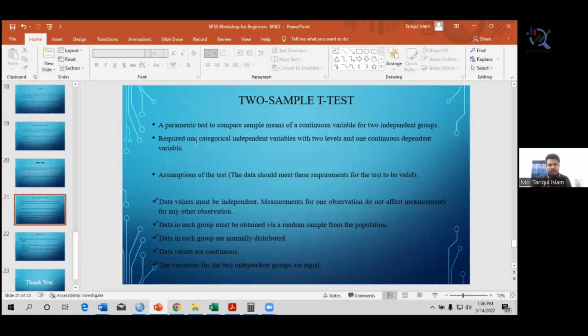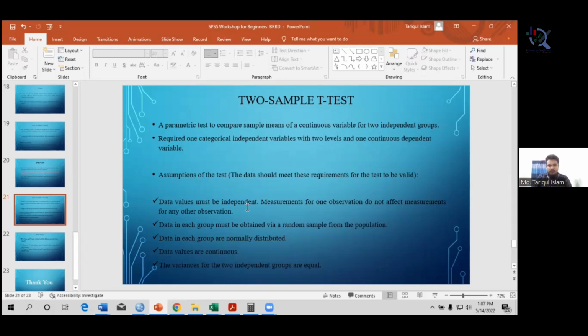It requires one categorical independent variable, that is gender. Gender is categorical, that's why we put it as nominal, with two levels, and one continuous dependent variable. So the categorical independent variable should have two levels, male and female. Now the assumptions of the test should be considered while conducting a two sample t-test.